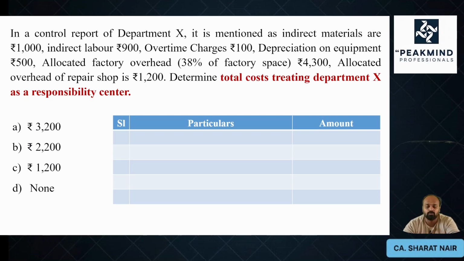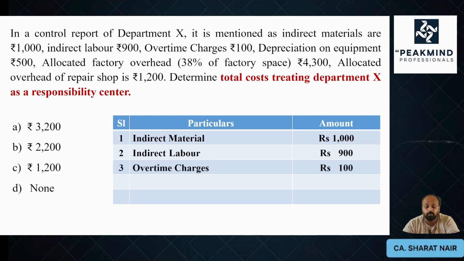Here, how we have to start thinking is, what is the responsibility and the power of department X, and what are the expenditures related to it which they can control or have control over. That is what we need to take into consideration. So here, indirect material, definitely it is within their control, 1,000 rupees. Indirect labor is also in their control. Overtime charges are always in their control. Next is depreciation on equipment. Depreciation on equipment is not in their hands. A part is fine, because depending on how much they use, depreciation will come. But there is another element also, the passage of time, because of which depreciation arises. So it is not fully in their control, hence it has to be ignored.